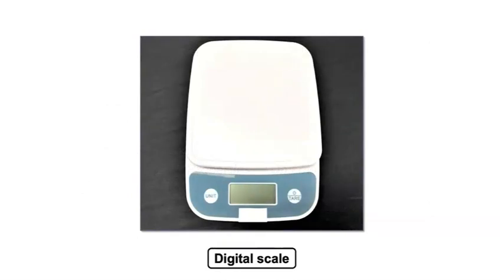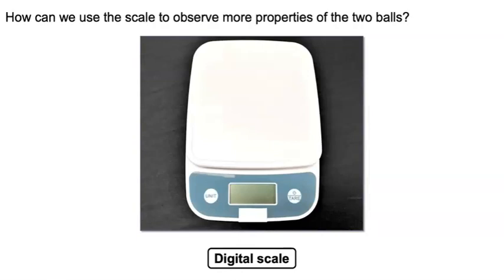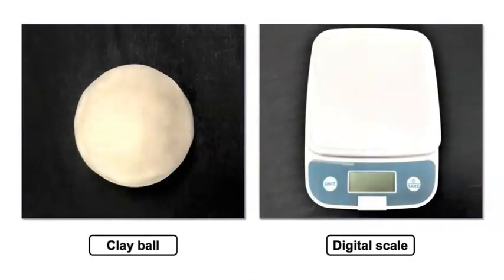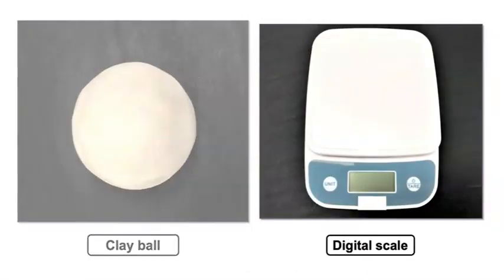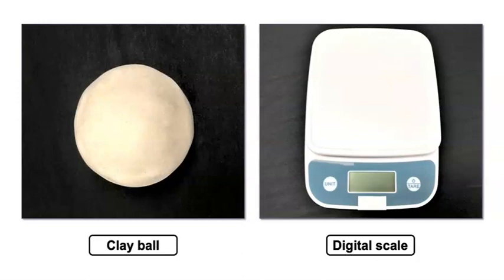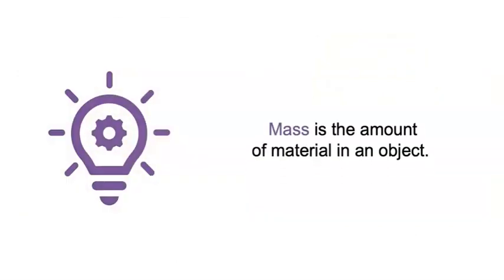To observe our final property, we will use this digital scale. How can we use the scale to observe more properties of the two balls? Maybe we can put the clay ball on the scale to find out its mass. A digital scale can determine both mass and weight, but we will use the scale to find out the mass of the clay ball. Mass is the amount of material in an object. We can use our digital scale to find out the mass of the clay ball.